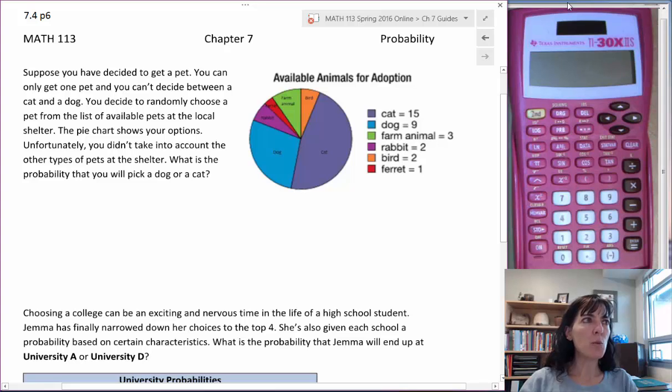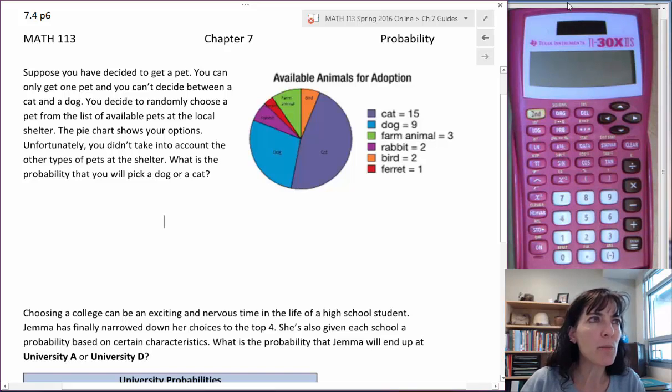You can only get one pet and you can't decide between a cat and a dog. You decide to randomly choose a pet from the list of available pets at the local shelter. The pie chart shows your options. Unfortunately, you didn't take into account the other types of pets at the shelter. What's the probability that you will pick a cat or a dog?